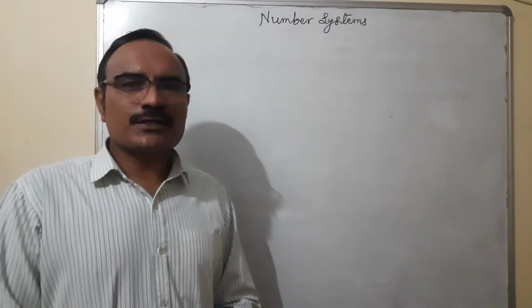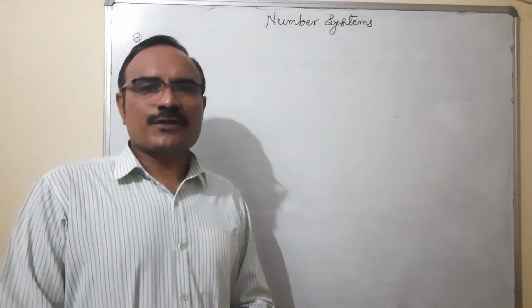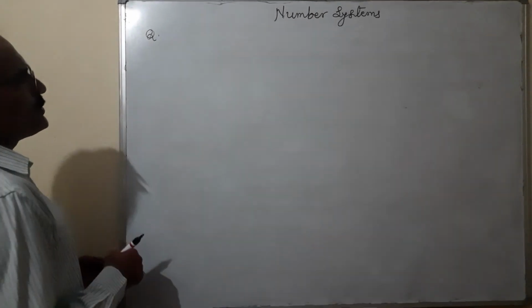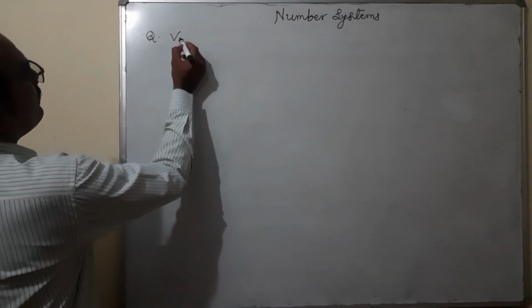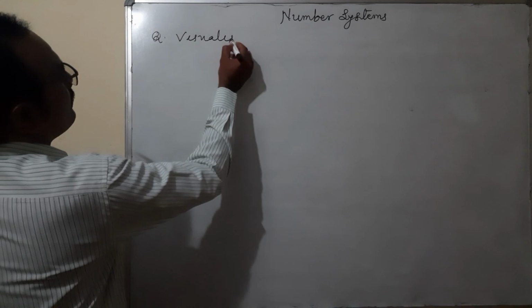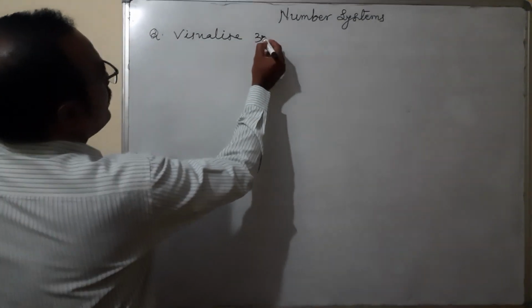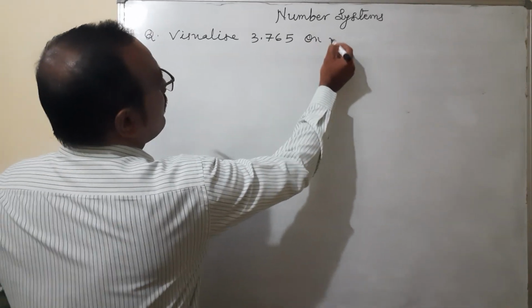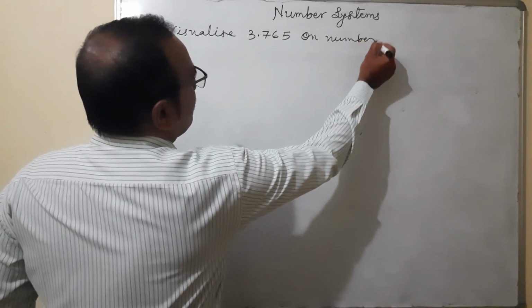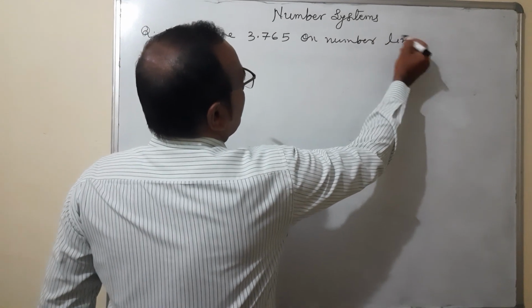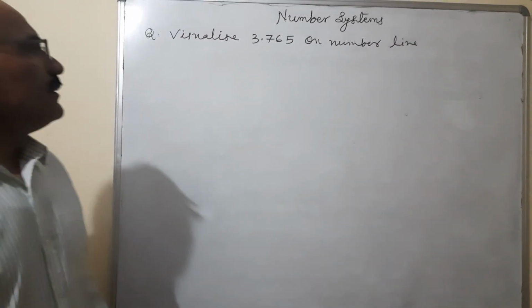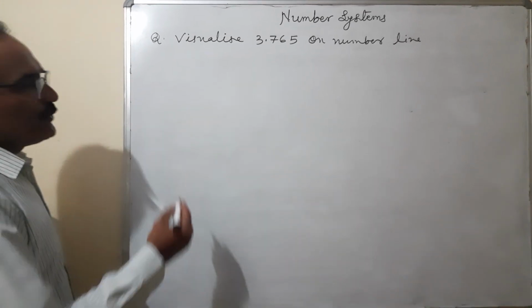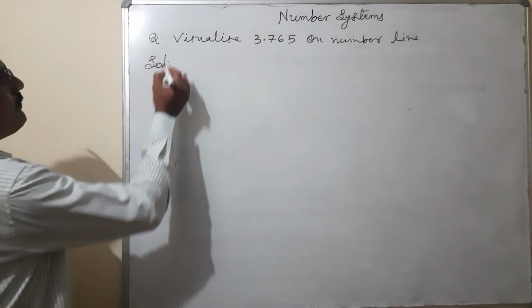Second part I am taking: visualize. The question is to visualize 3.765 on the number line. Guys, how to visualize 3.765 on the number line? Look at this. This is the procedure.